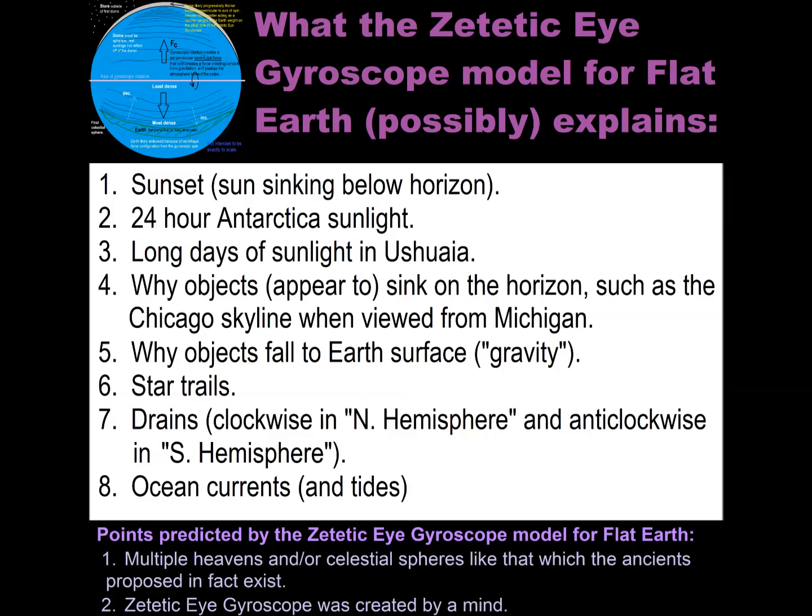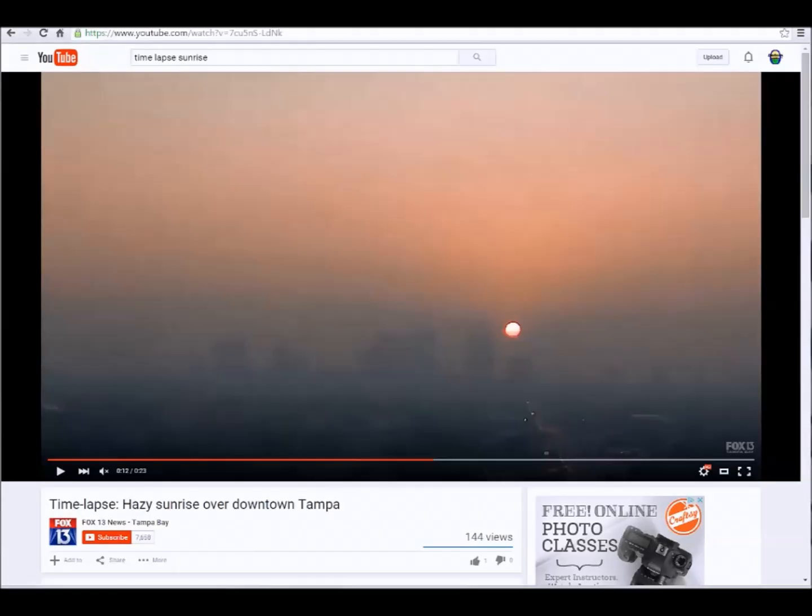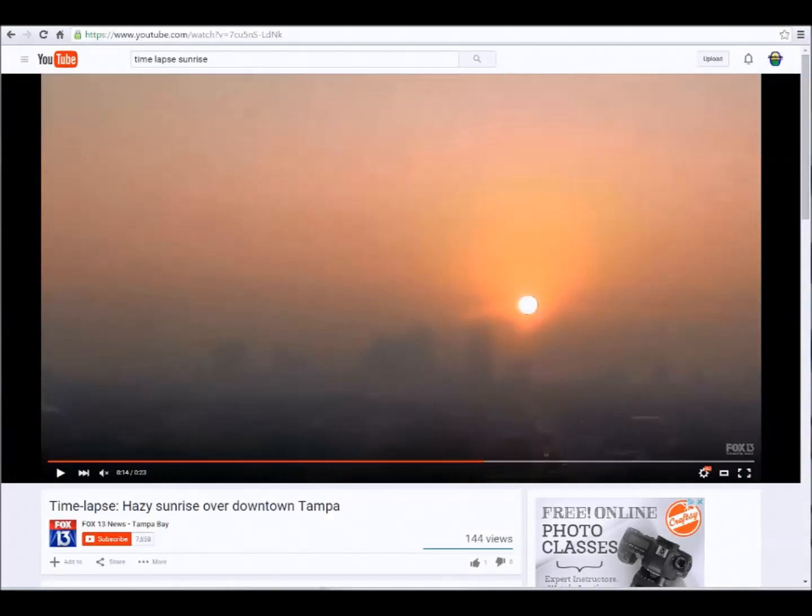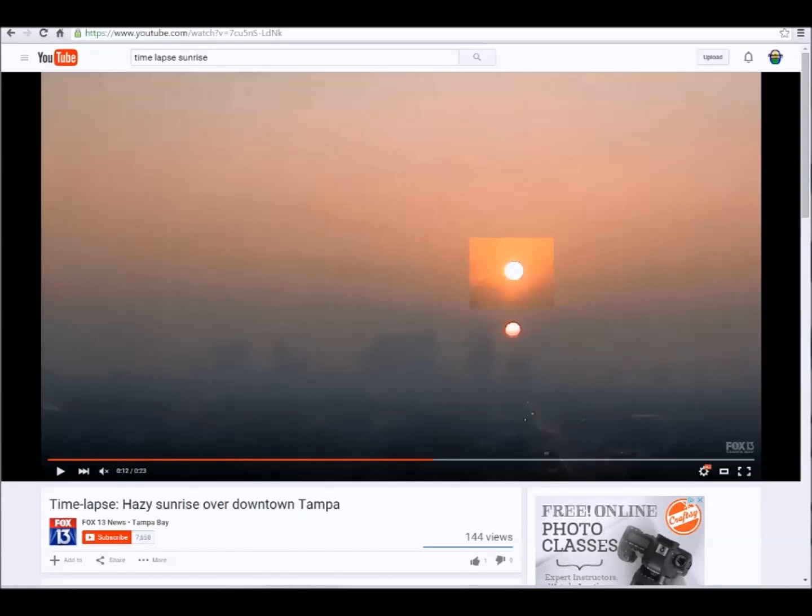On your screen is a list of some of the points that the Zetetic eye gyroscope model would apparently explain. Let's first discuss the sunset. I will only discuss it briefly in this volume, since in a later volume of this Zeteticism series there will be an episode devoted only to the sunset, which will divulge far more detail than this introductory analysis of the sunset for the flat earth model, the Zetetic eye gyroscope.